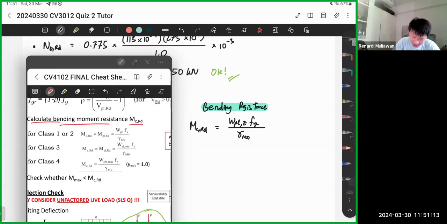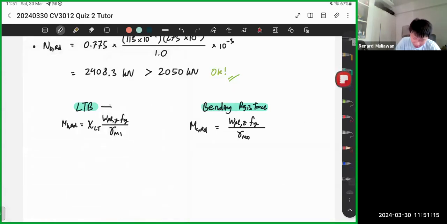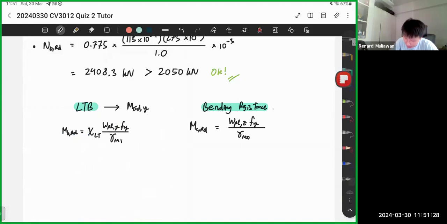So why is this one Z? Because LTB is already used to check MEDY. So the remaining one is MEDZ. That's why we use WPLZ, because MEDZ is applied on the z direction. So of course you need to use the WPL of the z direction. So yeah, just to let you know.